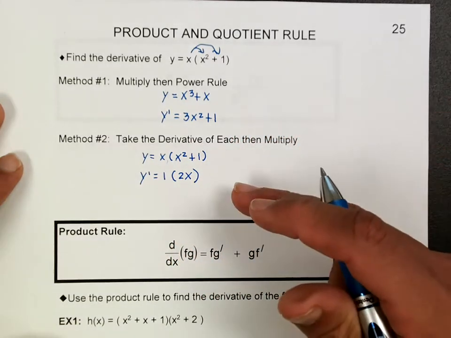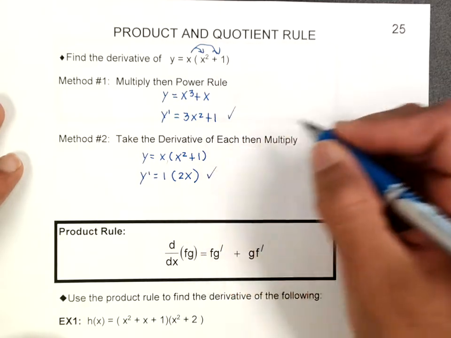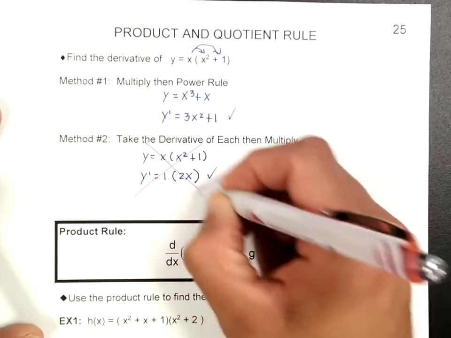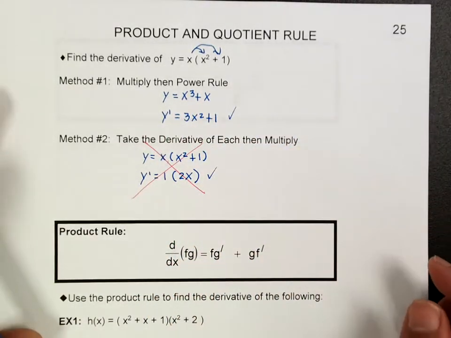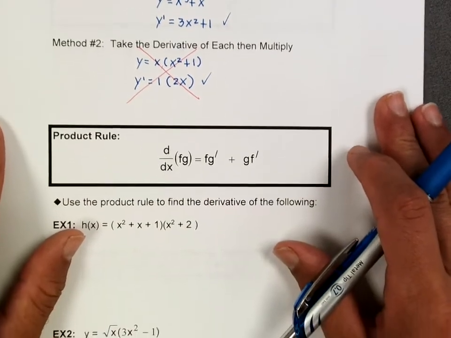Okay, and then maybe I can get the derivative from that. But notice that this and this are not the same. So therefore, that doesn't work. Alright, so if you have two functions, do not take the derivative of each one and multiply them. But what you can do instead, you can use this product rule.